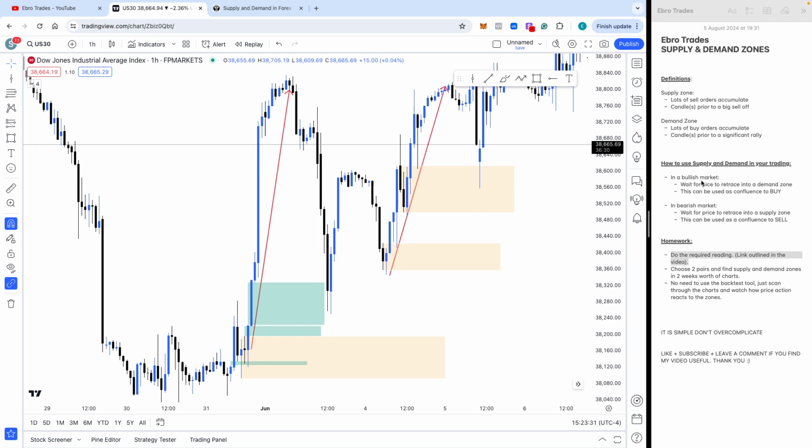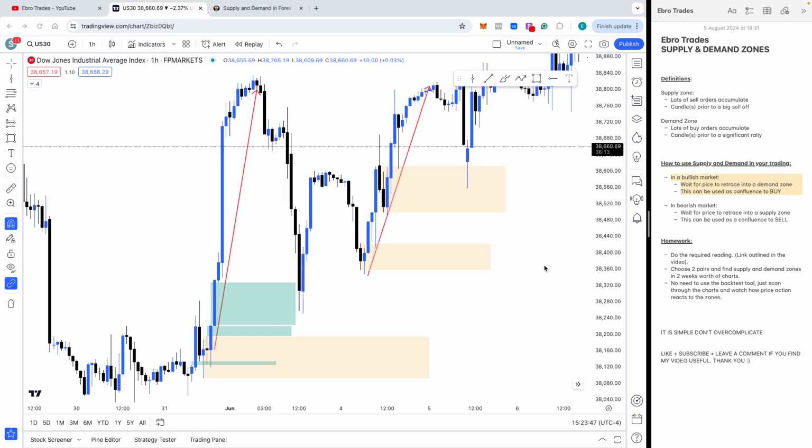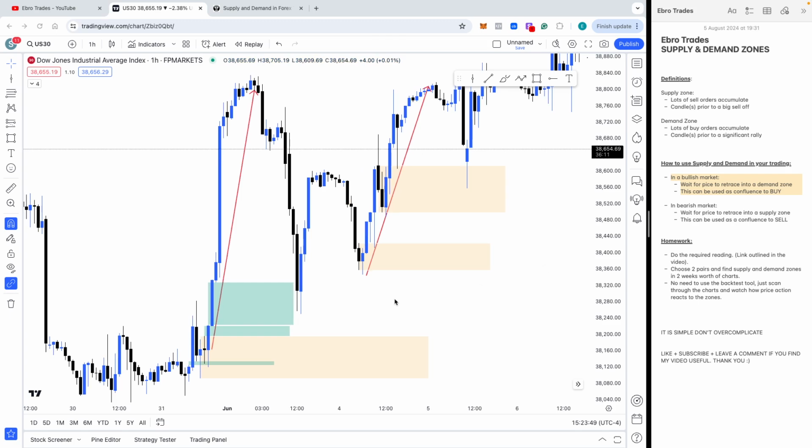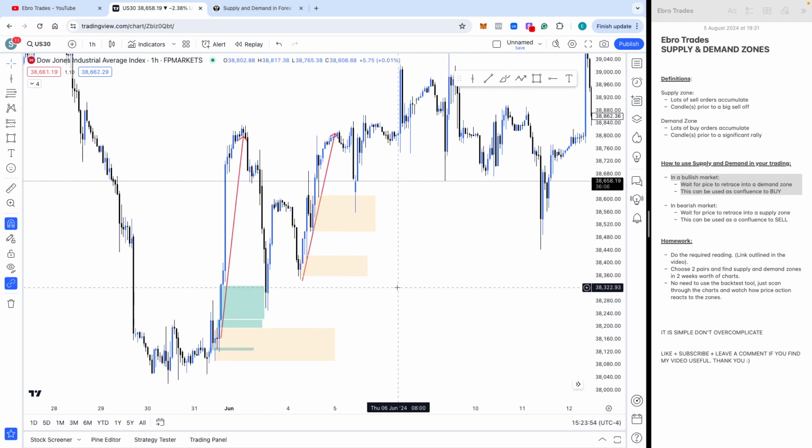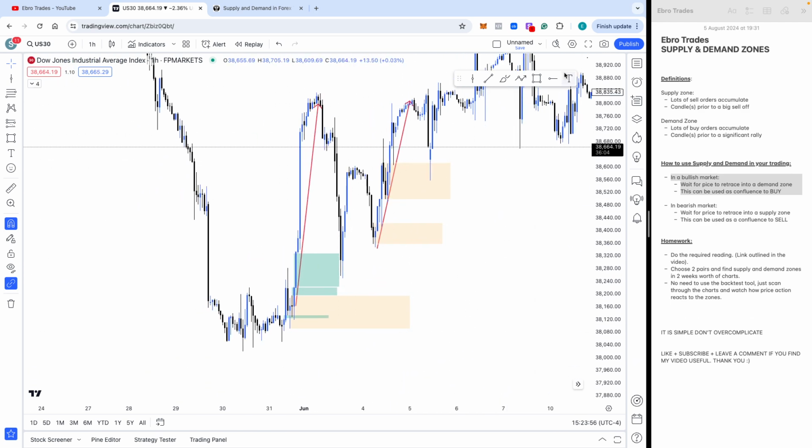Now, once you've come back, how do we use supply and demand zones in our trading? Well, there's two scenarios. If we're in a bullish market, then we're waiting for price to retrace into a demand zone, and that is a potential confluence to buy. If we're bullish, so we can see here, for example, on the 1 hour time frame over here, we're seeing that market is bullish. It's trending upwards. It's doing this.